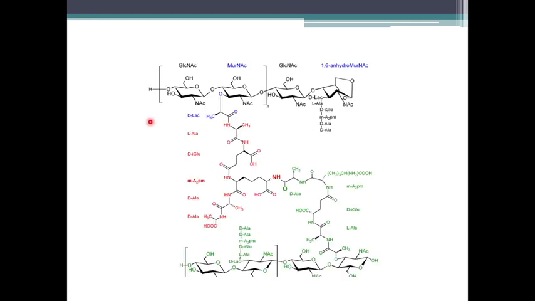Here is an alternating structure of GlcNAc and MurNAc, the two monosaccharides in the peptidoglycan layer. Now, as the name suggests, glycan chains are connected to each other via peptide bridges, and hence the name peptidoglycan.